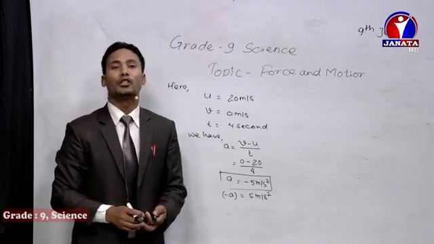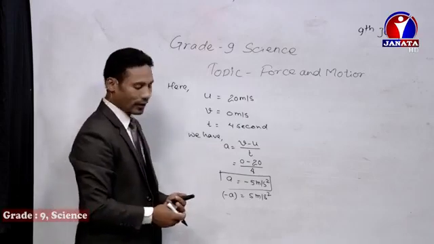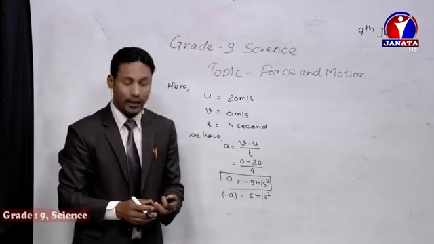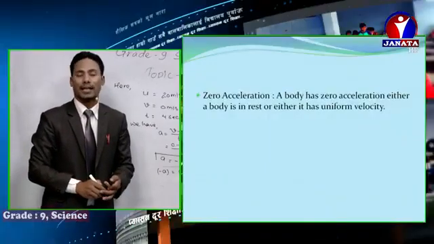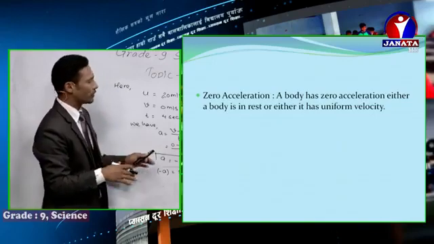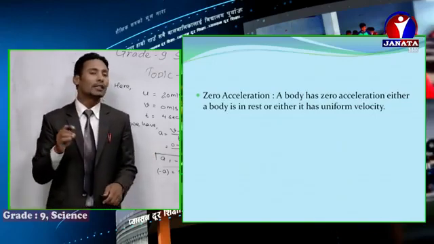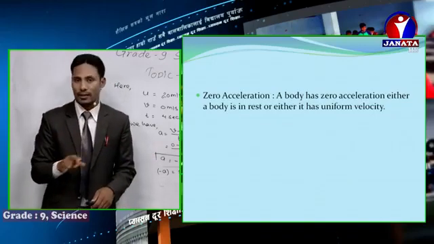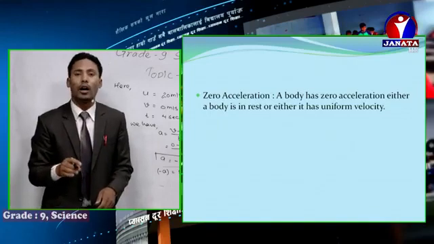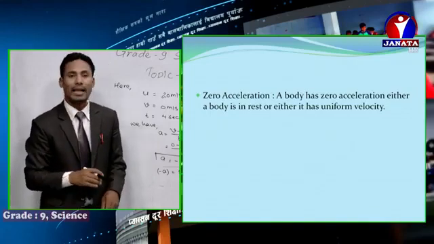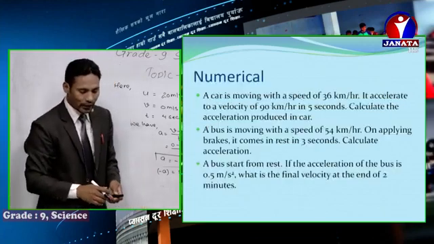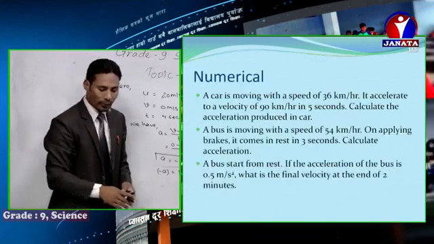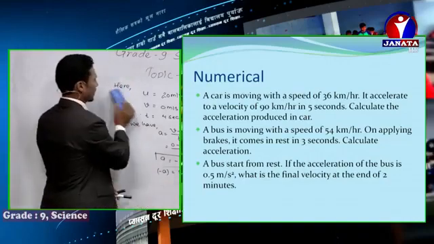Zero acceleration means the acceleration of a body is 0. I've already stated the conditions for zero acceleration: either the velocity should be constant, or the object should be at rest. In these two conditions, the acceleration is 0. Okay, so let's solve some numerical problems related to acceleration.